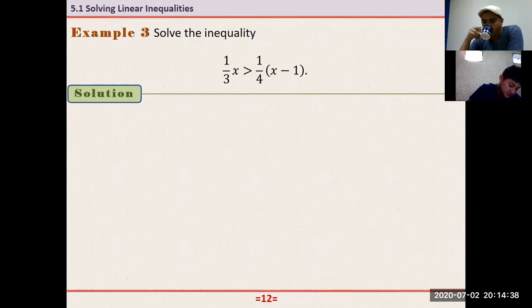The first 3 over 1, 1 over 3, x. Yeah, okay, x. 4x.